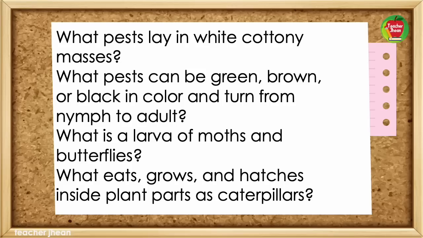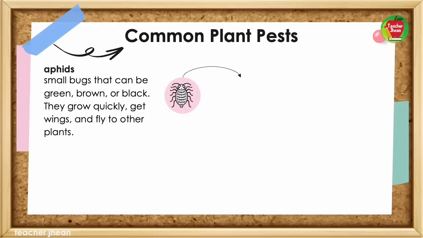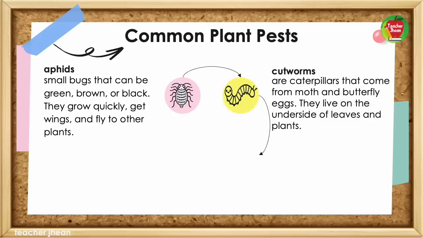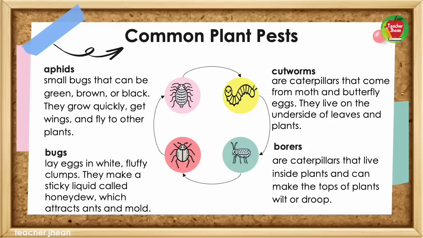If you were able to answer the following questions, we can turn it into a graphic organizer like this one. Common plant pests: the aphids, cutworms, borers, and bugs. If you were able to make a graphic organizer like this, you are correct.